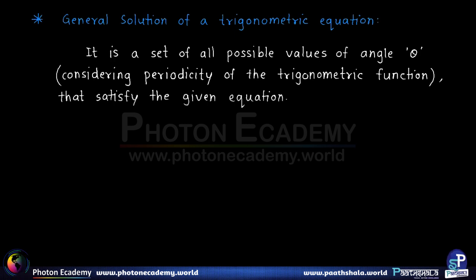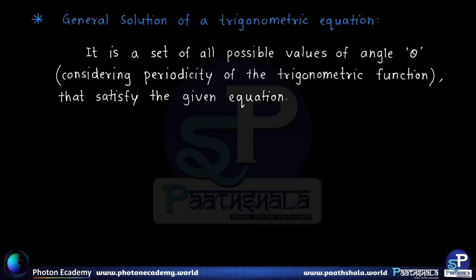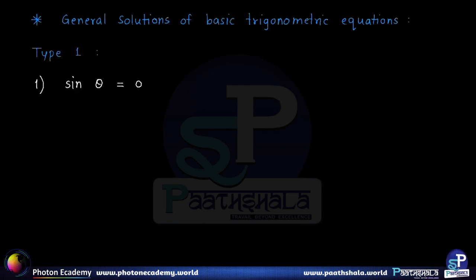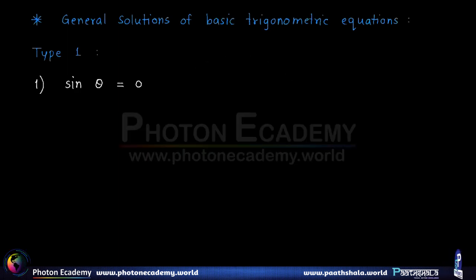So now what we are going to study is the different types of trigonometric equations and their respective general solutions. We have different types which we are going to study one by one. Let's go ahead and study the first type. In the first type there is a first equation, sin theta equal to 0, and we have to find the general solution of this, that means all the possible values of theta that satisfy this equation.